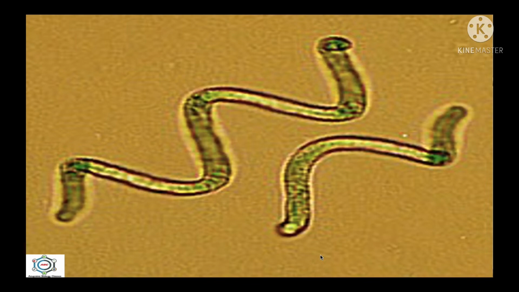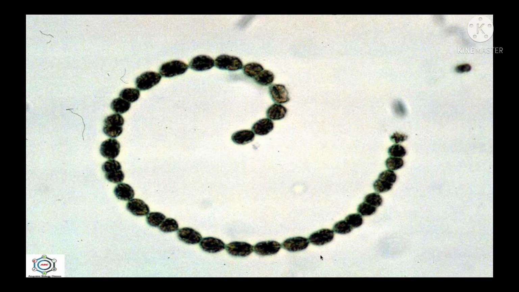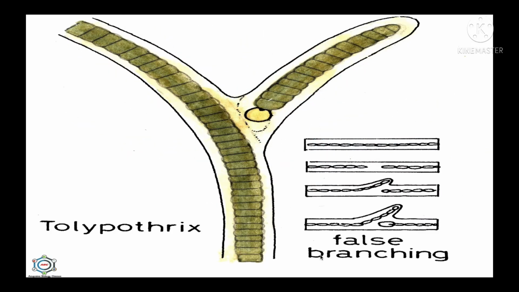Simple unbranched filaments with heterocyst are found, like in the case of Nostoc, Anabaena, Aulosira, etc. Unbranched heterocystous filaments with base and apex are found in the case of Rivularia, Gloeotrichia, etc. Heterotrichous filaments with false branching are like Scytonema, Plectonema, Tolypothrix. In this picture you can see Tolypothrix, etc. So these are heterotrichous filaments with false branching.